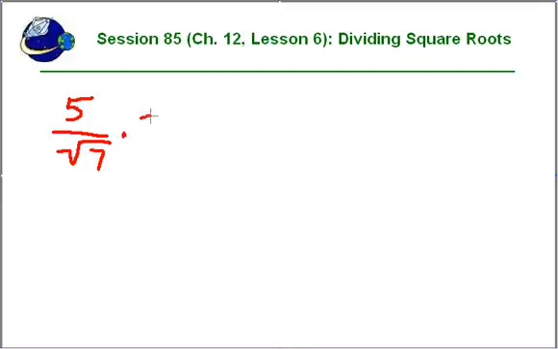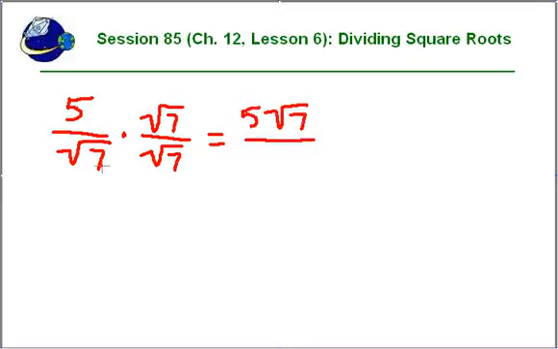We're going to take our radical 7, multiply our top by radical 7, and then multiply our bottom by radical 7. Once again, radical 7 over radical 7 is 1, so we're just multiplying our original fraction by 1, which is not changing the value at all. Since we're multiplying fractions, we multiply our numerators. 5 times radical 7 is simply 5 radical 7. And in our denominator, radical 7 times radical 7 is 7. The square root of 7 times the square root of 7 is 7.